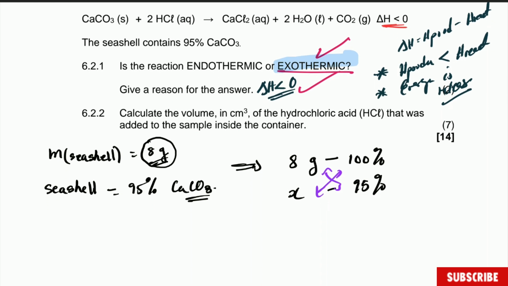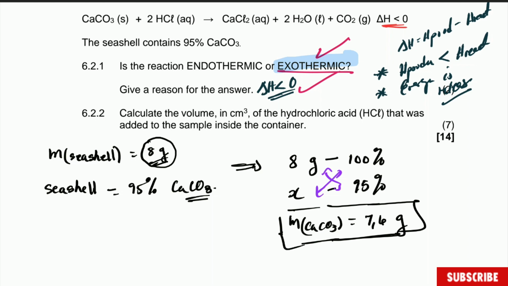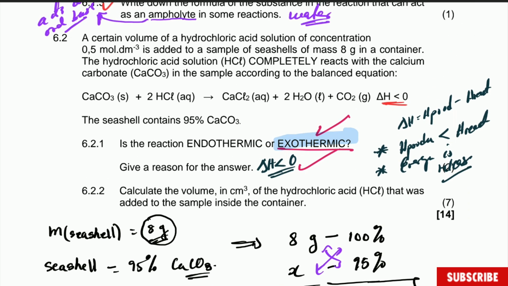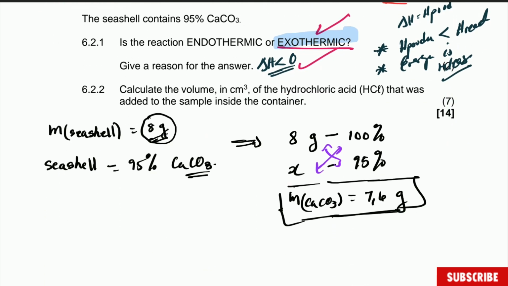That will give me that the mass of the calcium carbonate, CaCO3, inside the seashell will be equal to 7.6 grams. Now we know the mass of the calcium carbonate that reacted in the reaction, because they say that the hydrochloric acid solution completely reacts with the calcium carbonate in the sample. So all the calcium carbonate has reacted in this sample.